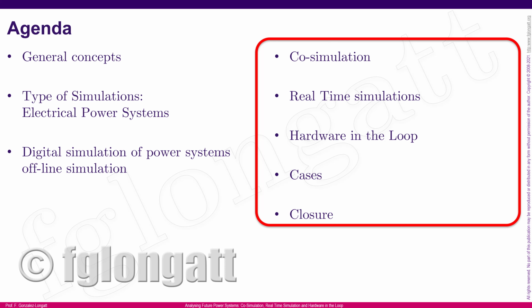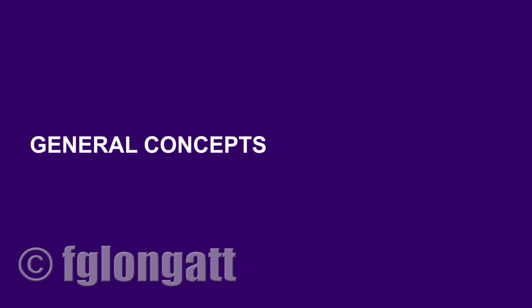Okay, then I will discuss digital simulation in electrical power systems, starting with what we call offline simulations. That historically was the first type of simulation that we used in electrical power systems. Then I will go for CoSimulation, then real-time simulation, hardware in the loop, and I will spend a few minutes talking about practical cases related with the lab, and finally some closure. Okay, let's start with very basic concepts.